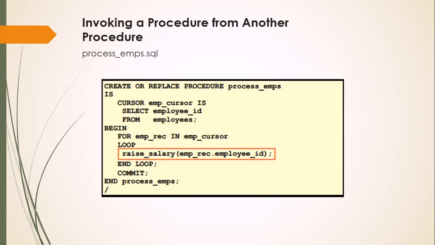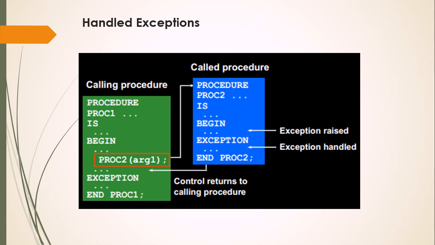Process_emps.sql. Create or replace procedure process_emps is cursor emp_cursor is select employee_id from employees; begin for emp_rec in emp_cursor loop raise_salary(emp_rec.employee_id); end loop; commit; end process_emps.